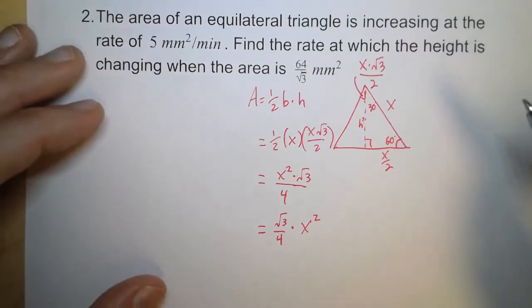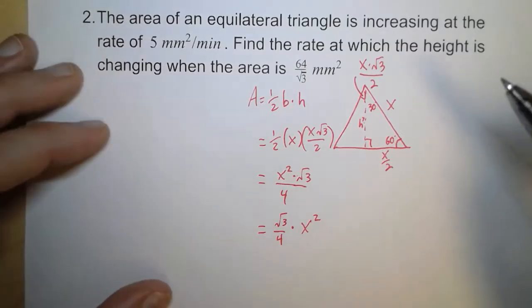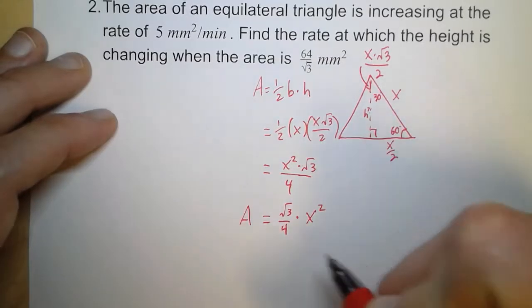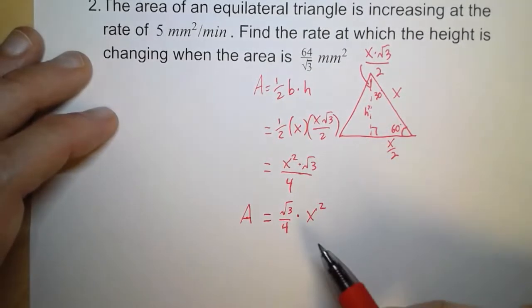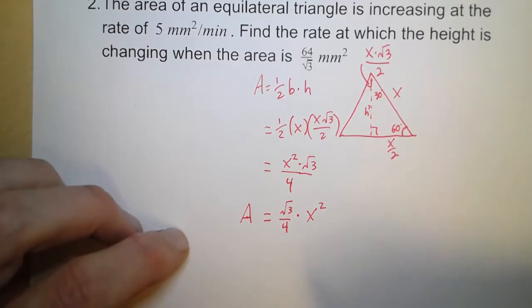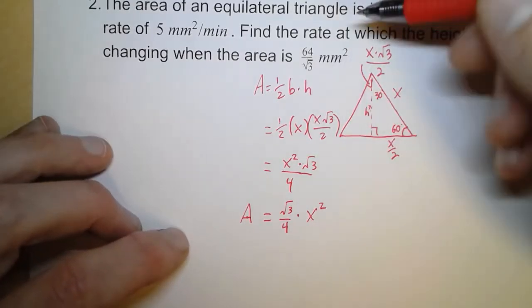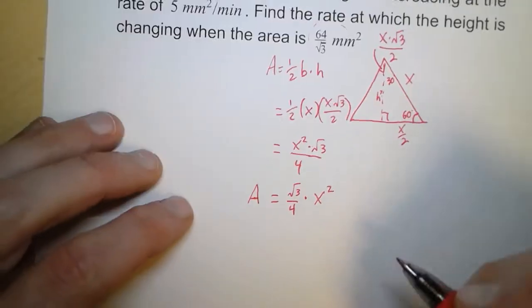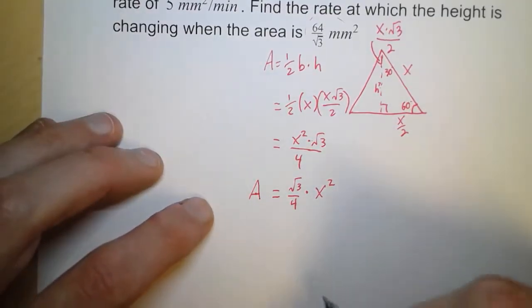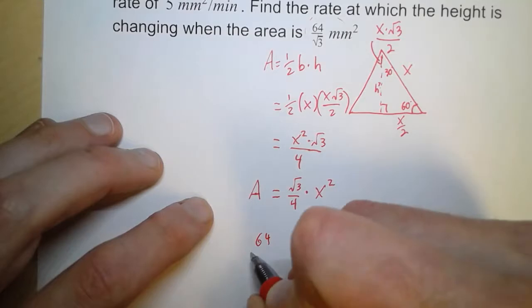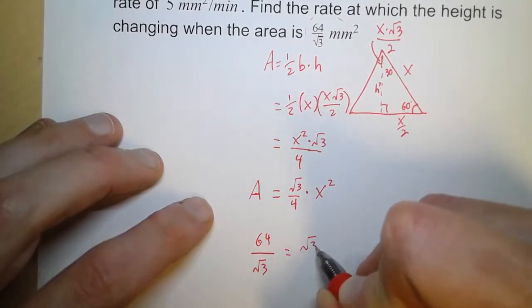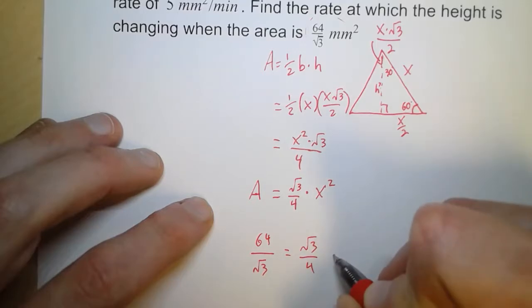Okay, so now what we want to do is say, if this is what the area equals, what should be the length at that time? Because here's what we have. We're given that the area is 64 over radical 3. So we have square root of 3 over 4 times x squared.